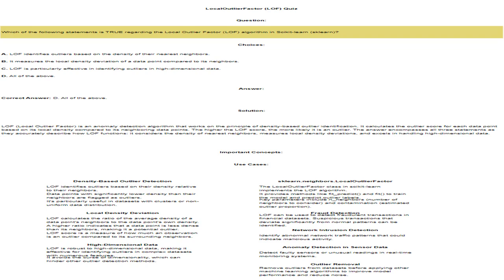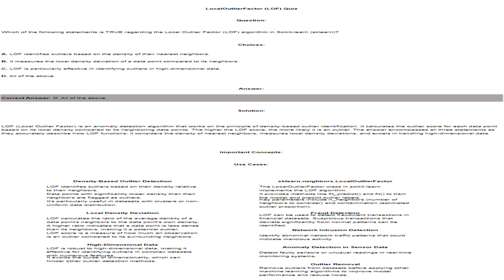B. It measures the local density deviation of a data point compared to its neighbors. C. LOF is particularly effective in identifying outliers in high-dimensional data. D. All of the above. A. LOF identifies outliers based on the density of their nearest neighbors.